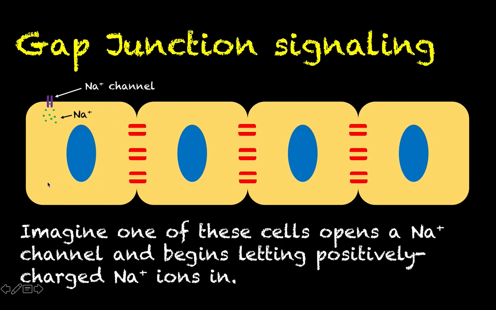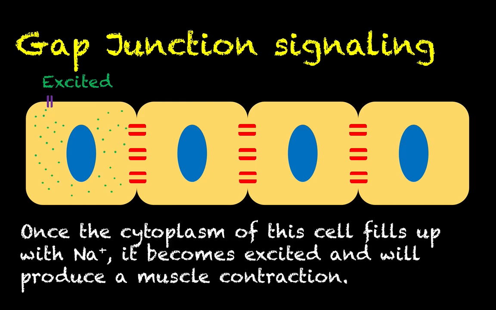This cardiac muscle cell right here has opened a sodium channel. This is causing sodium to flow into this cell from high concentration in the extracellular fluid to low concentration in the intracellular fluid. And as long as this sodium channel stays open, this cell is eventually going to fill up with positively charged sodium. This is going to greatly affect the membrane potential for this cell, and this cell is going to get excited enough to produce a contraction, okay?